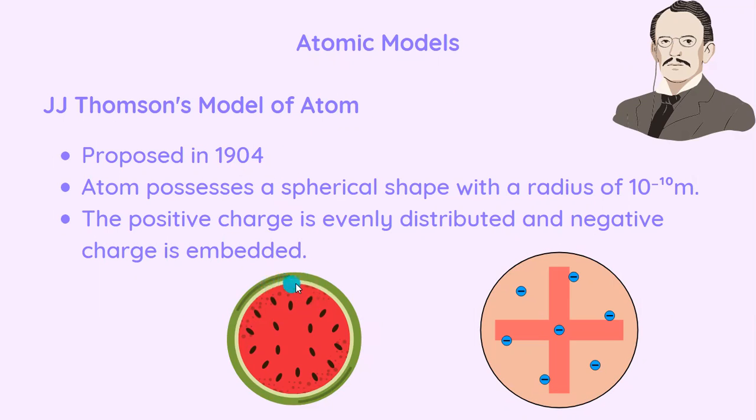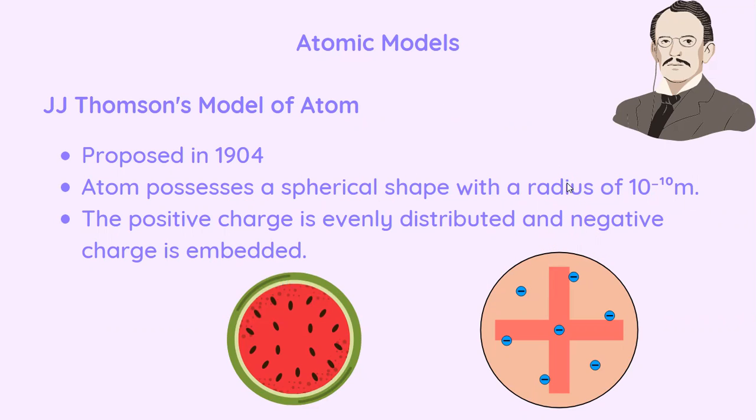So as you can see, I've put a picture of a watermelon because this is also called the plum pudding model, or even a raisin pudding model. So, according to JJ Thomson's theory, the red part of the watermelon is the positive charge, and the seeds are the negative charges which are embedded in it. He said that atoms possess a spherical shape and have a radius of 10 to the power minus 10 meters, and the positive charge is evenly distributed, whereas the negative charge is embedded.